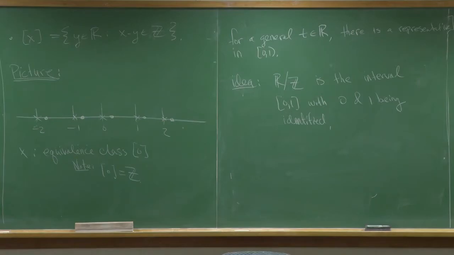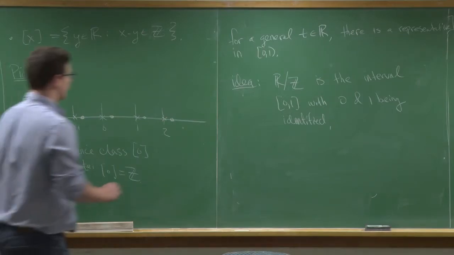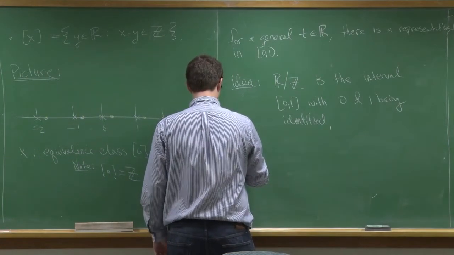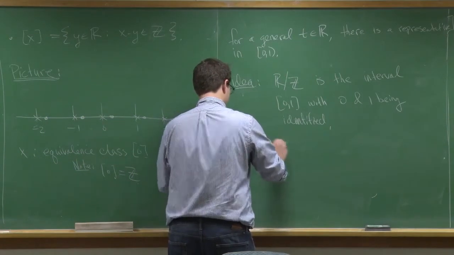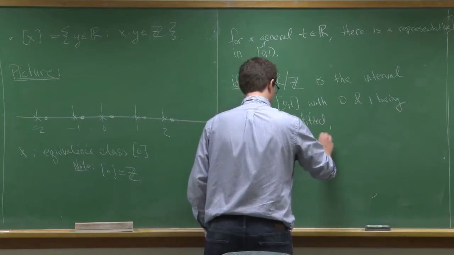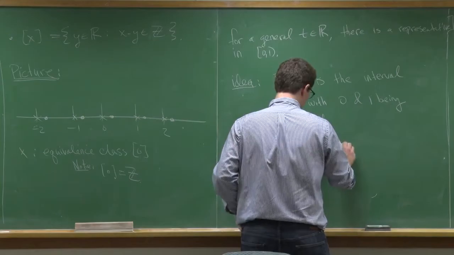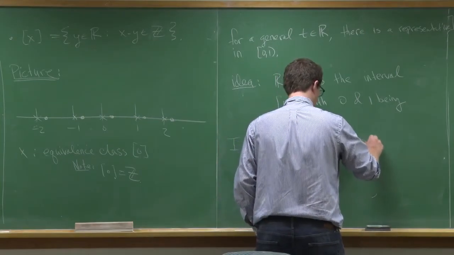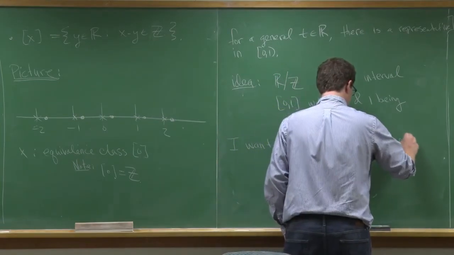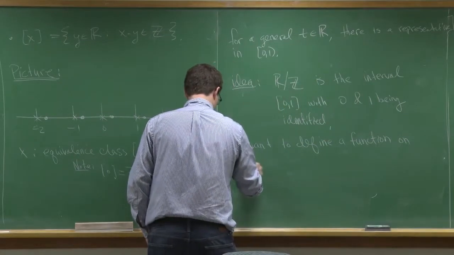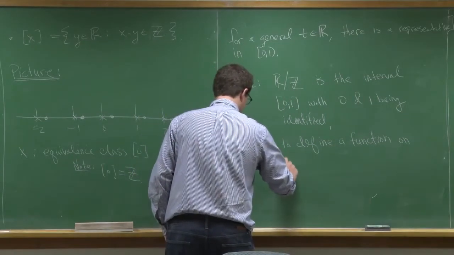And so now I want to define a function on this quotient, not on the equivalence relation, on the quotient. A function on R mod Z, and check it is well defined.